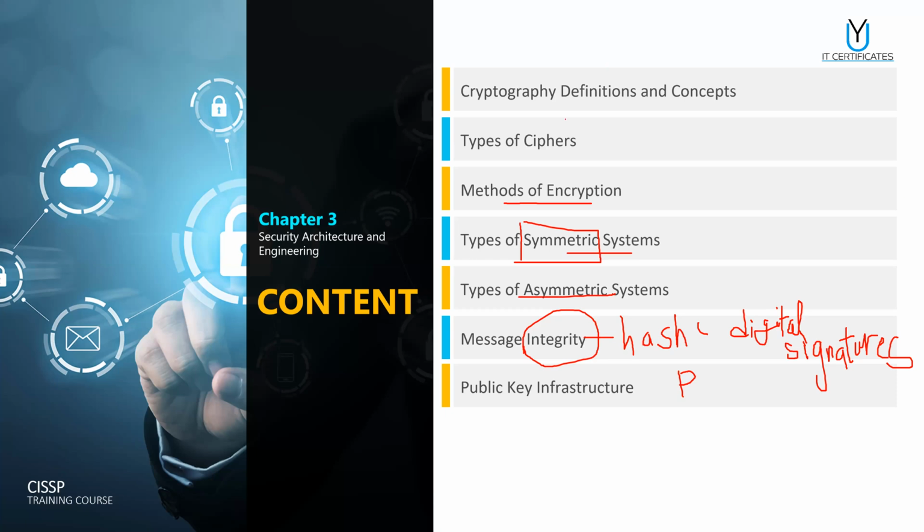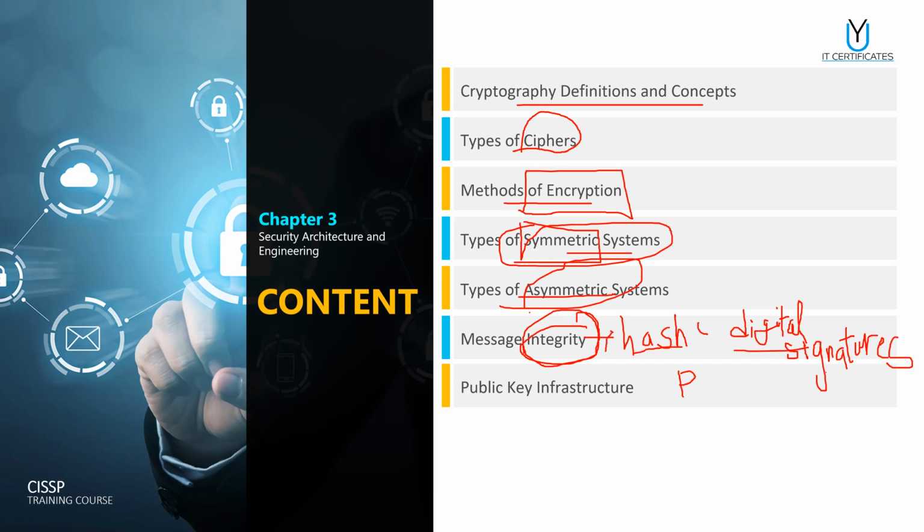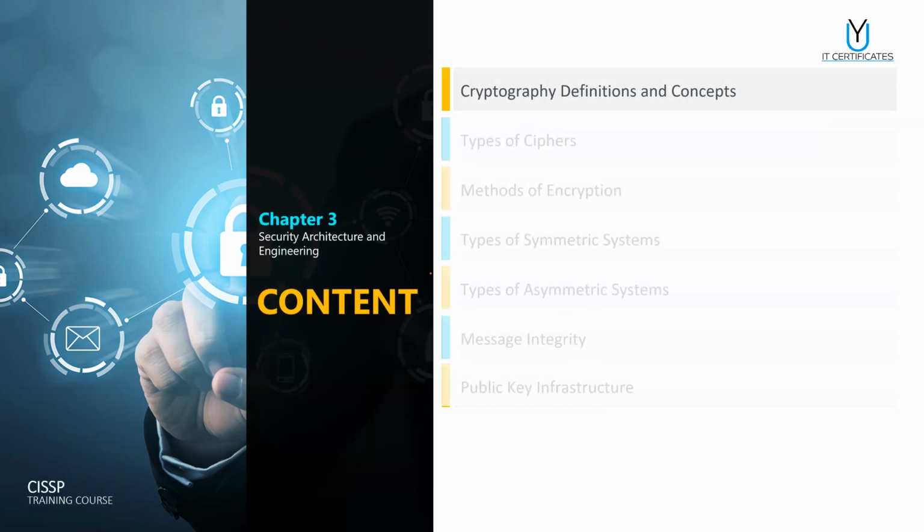We will cover the cryptography definitions and concepts, types of ciphers, methods of encryption, how we can make the encryption, types of symmetric systems and asymmetric systems, also message integrity, and of course this will lead to hashing and the digital signature, and finally we will have the PKI, or public key infrastructure. These are considered the main topics of this course, and it will be more than enough to understand encryption. There may be other concepts, and we will provide them to you during the sessions.